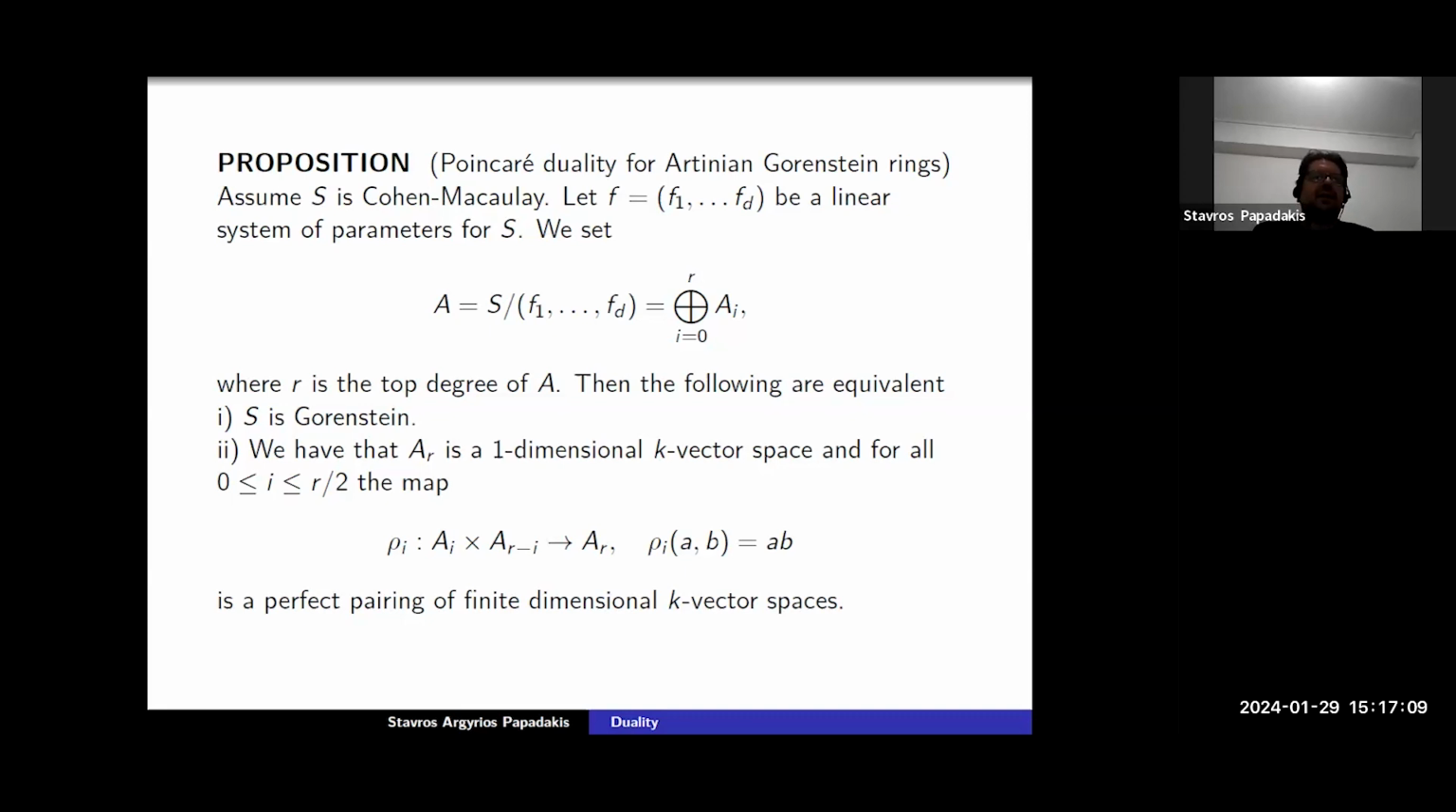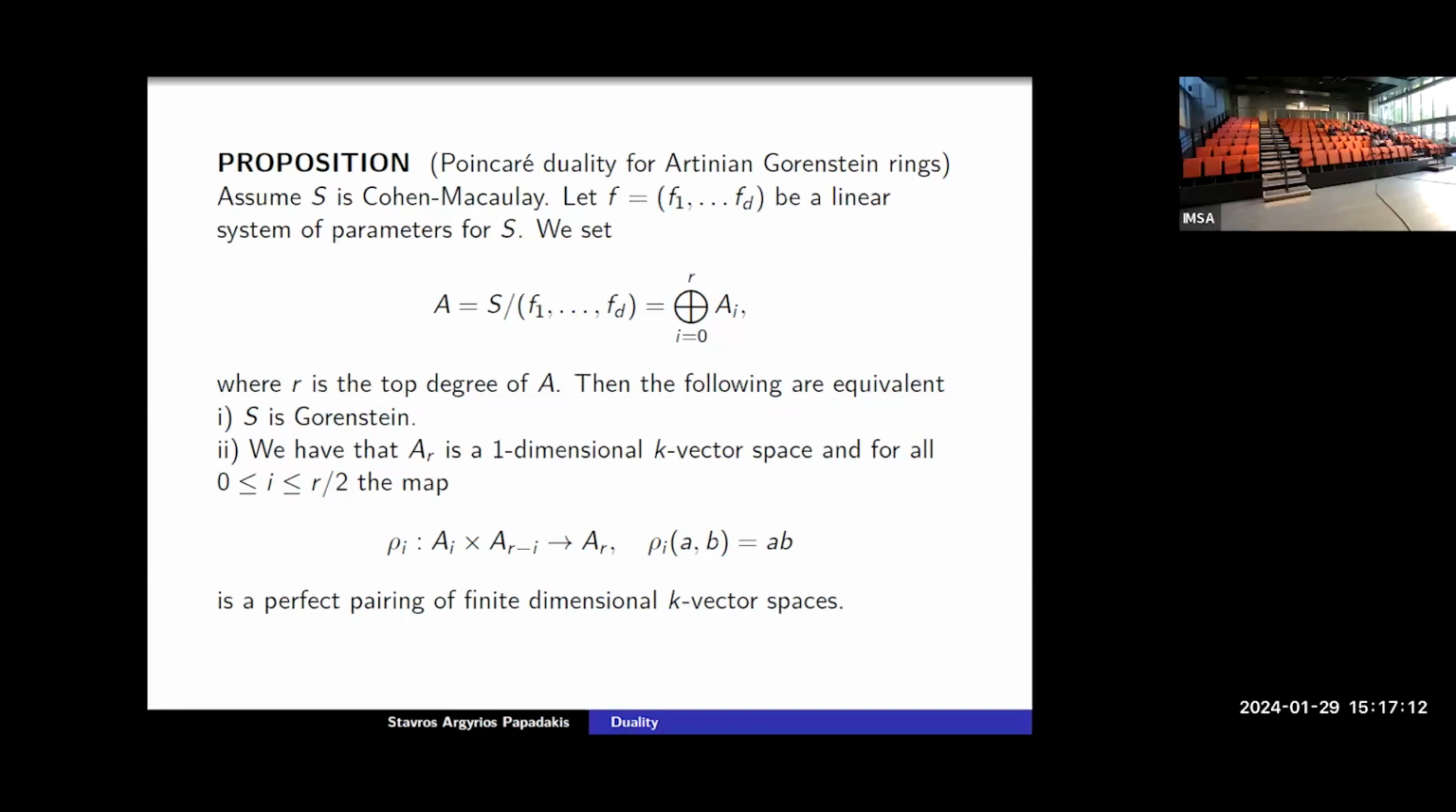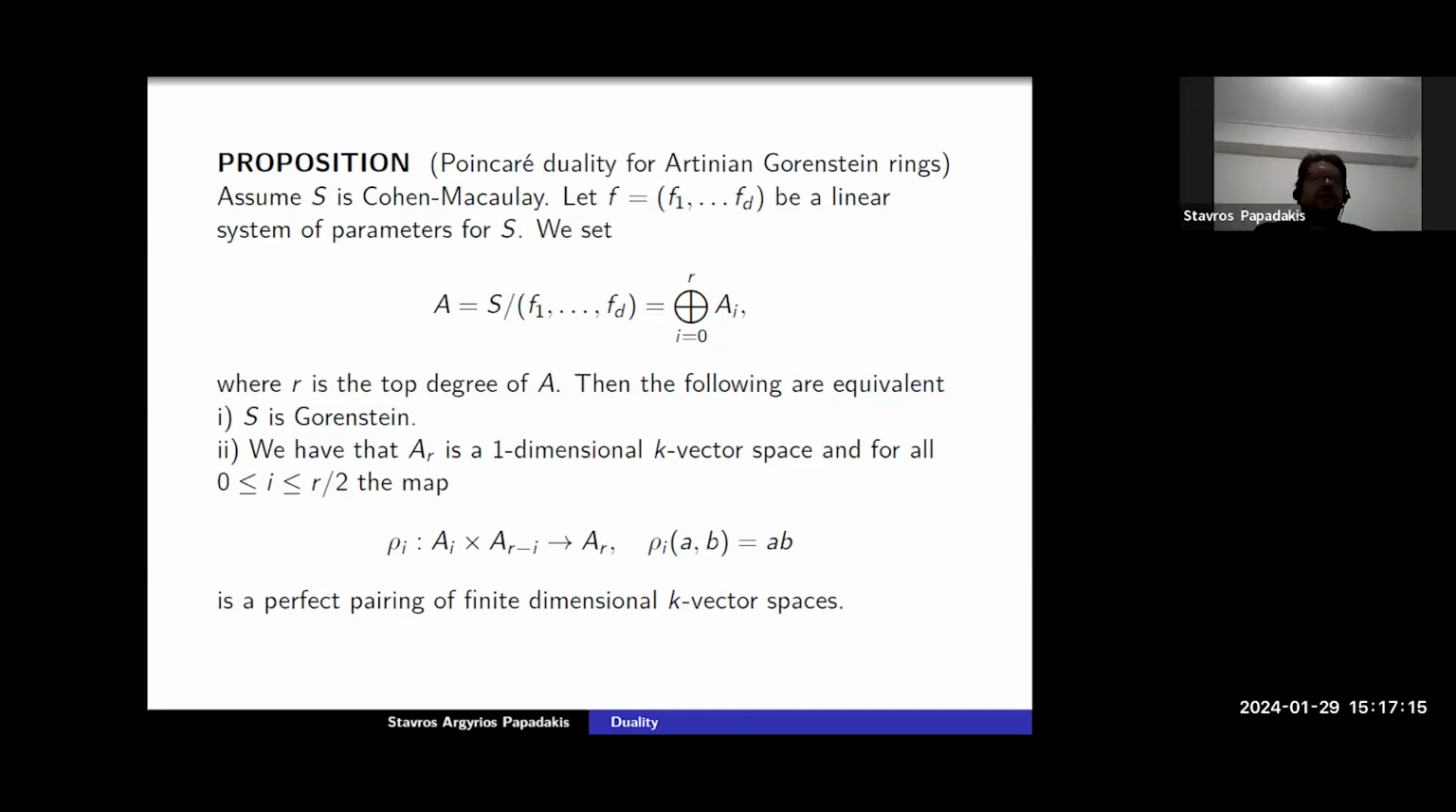So we start with a Cohen-Macaulay ring S, and we fix a linear system of parameters, and we denote by A the quotient ring of S by the ideal generated by the linear system of parameters. And we denote by R the top degree of A, which I remind you is a finite dimensional K vector space. That's why the non-zero graded components finish at some point.